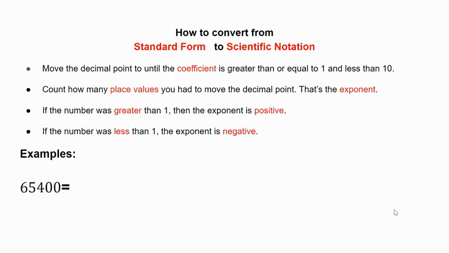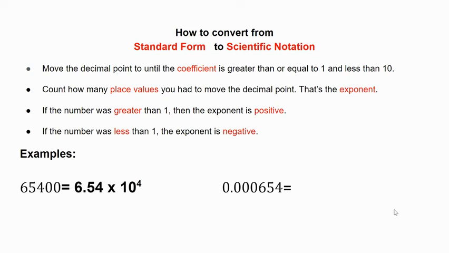Here's some examples. This is a big number. So in order to move the decimal point so it is 1 digit to the left of the decimal point, you're going to move it over between the 6 and the 5. That means we're moving it 4 spots. Because this number is greater than 1, that is a positive exponent.